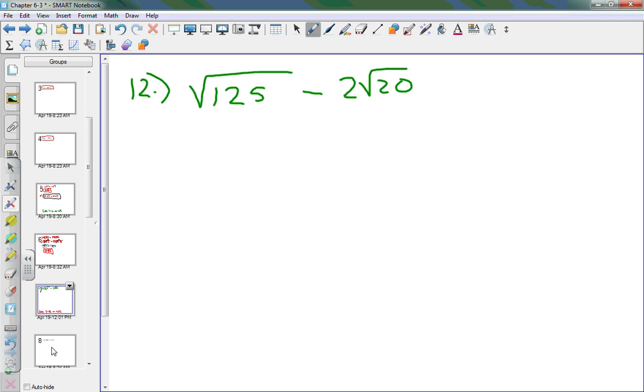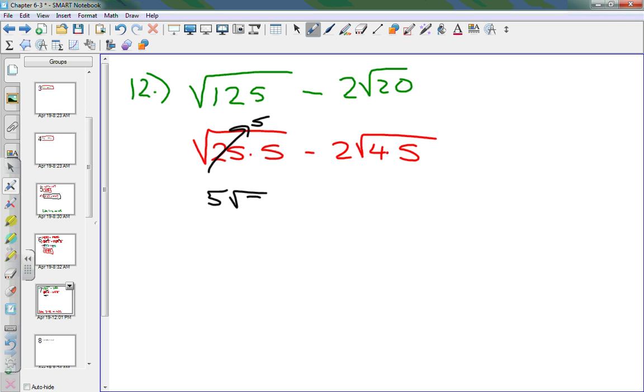Now, square root of 125. I need to simplify that. It ends in what number? A 5, so therefore it's divisible by 5. So what is 125 divided by 5? It is 25. Minus 2. Break down 20. 5 and 4. 4 is a perfect square. We like it. Square root of 25. Square root of 4. 2 times 2 is 4. Minus square root of 5.